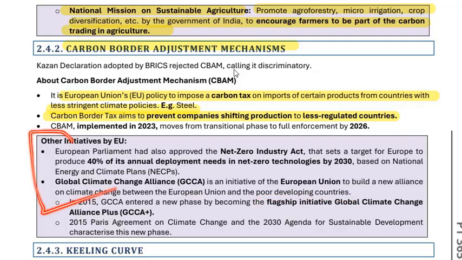Not all details are important. You must know this carbon border adjustment mechanism. Actually, this is rejected by the Kazan Declaration in the 16th BRICS summit.